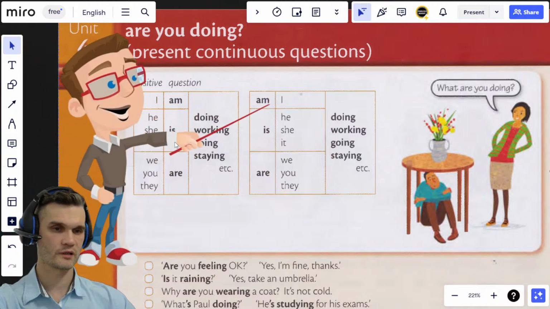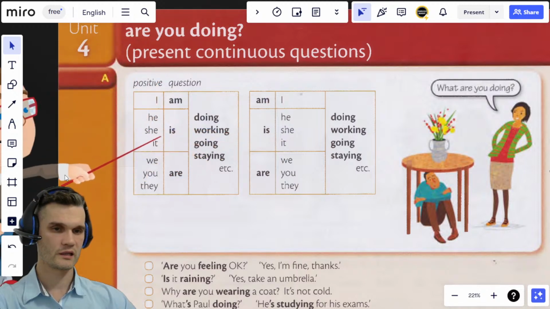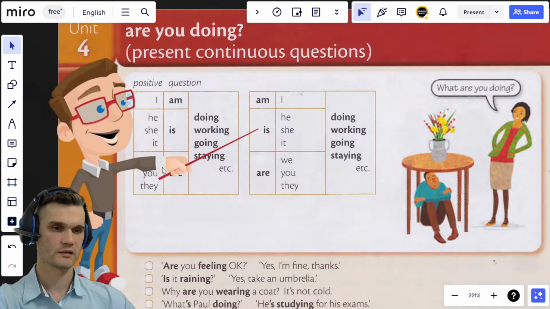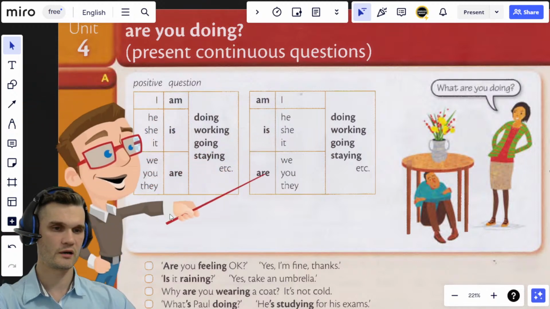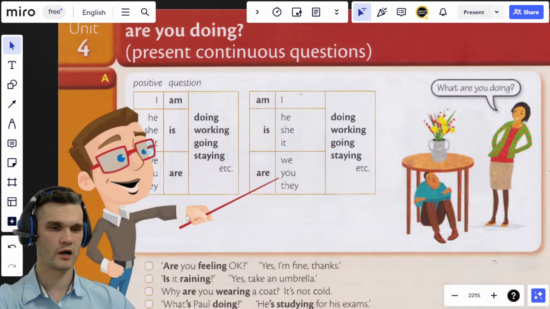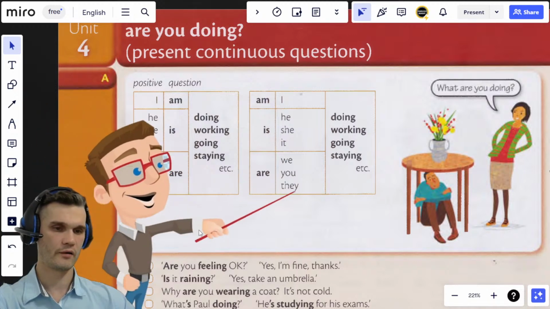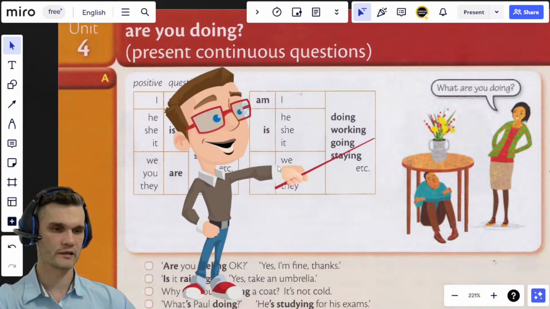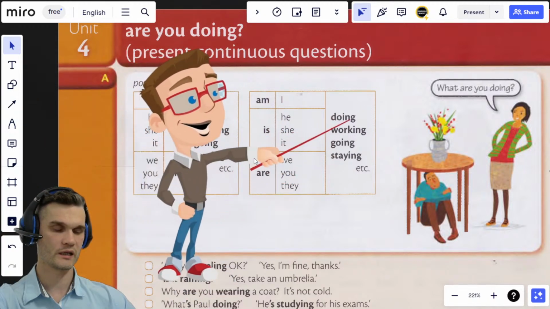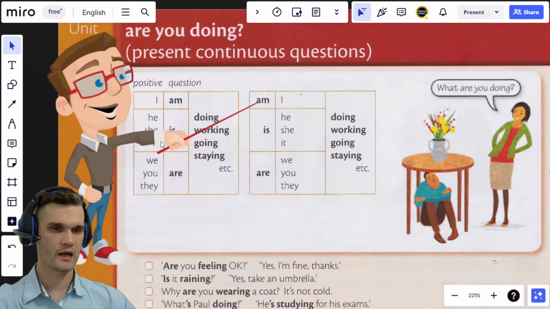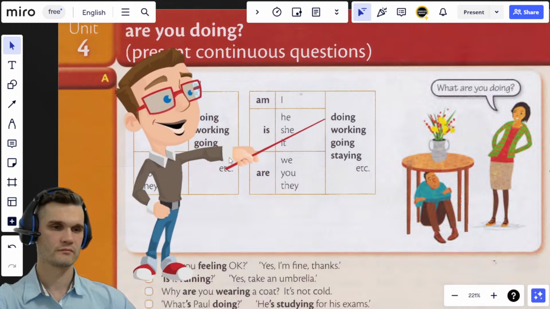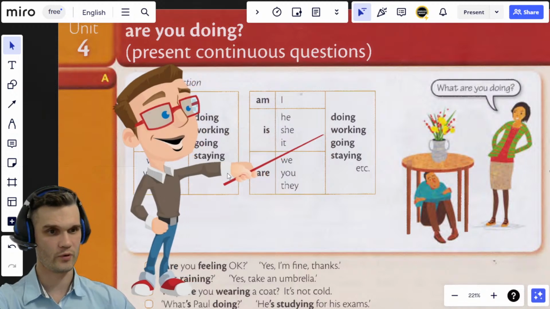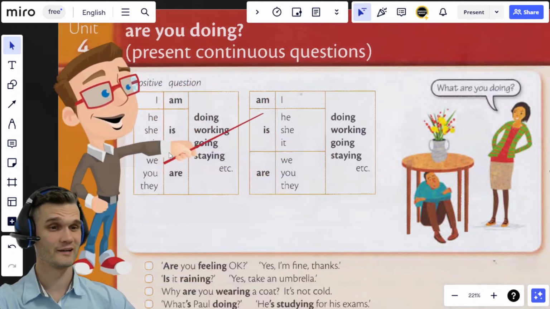Like it was I am, it becomes am I. He is, is he. She is, is she. It is, is it. We are, are we. You are, are you. They are, are they. Easy. Okay, and of course we are adding the verb plus ing ending. Like am I working? Am I working? Yes, I am. I'm working. I'm a teacher.